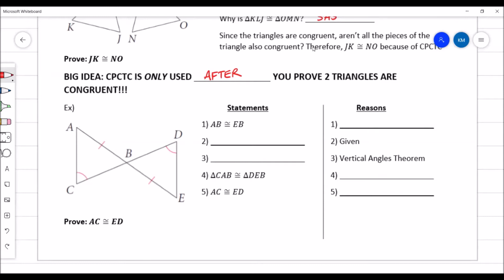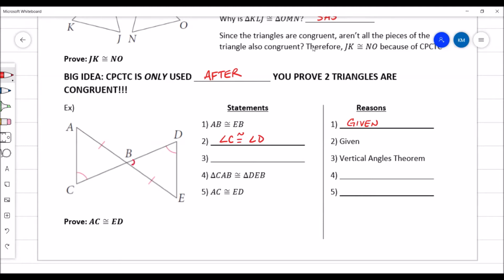All right, let's go through an example, a fill in the blank proof. In this proof, they ask us to prove that AC is congruent to ED. Okay, and so they've given us AB is congruent to BE, they've given us angle D is congruent to angle C. Okay, and that's probably where we're going to start. AB is congruent to EB, that's given. The other given information is that angle C is congruent to angle D. Again, given.